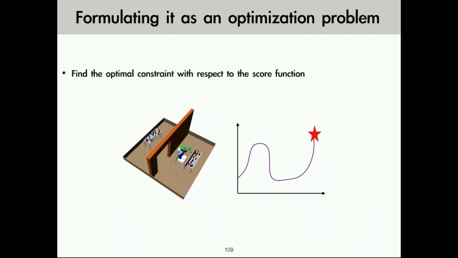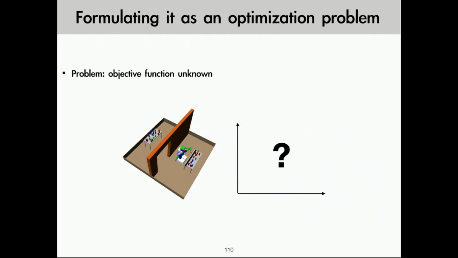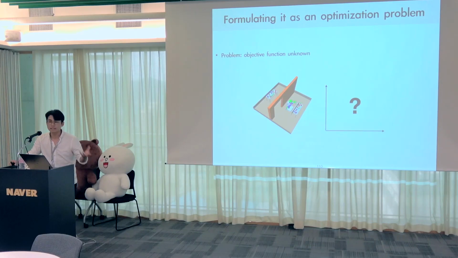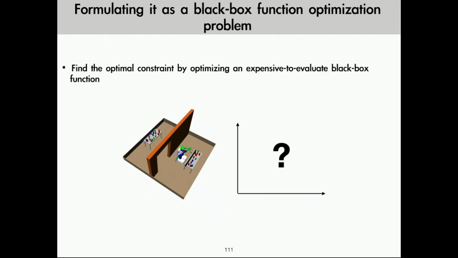problem, where our goal is to find the optimal constraint that optimizes this particular score function that represents this particular problem instance. The problem is that this objective function is unknown, and it is expensive to evaluate, because evaluating each constraint means that we have to solve for a plan that satisfies that constraint. So we changed the problem a little bit, and what we want to do now is find the optimal constraint by optimizing an expensive-to-evaluate black box function.